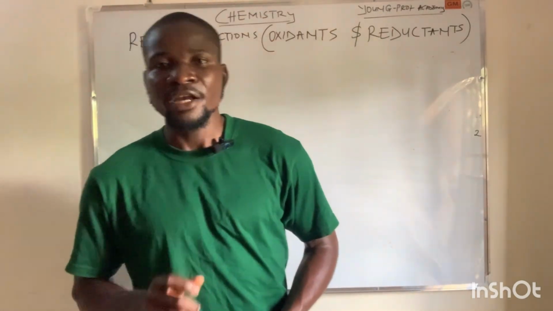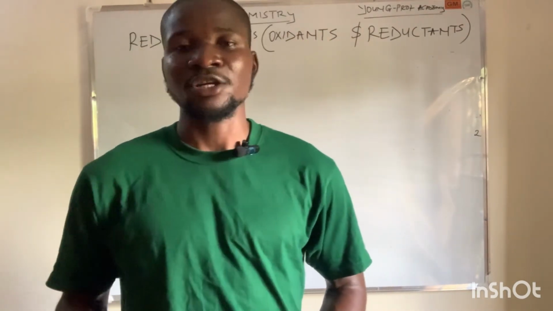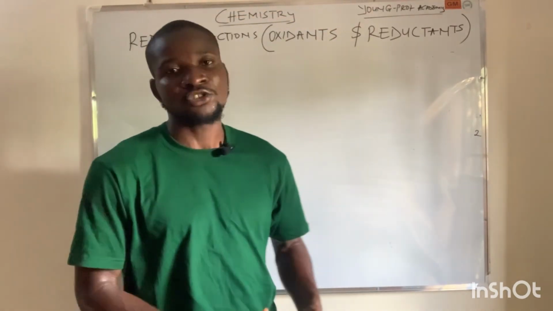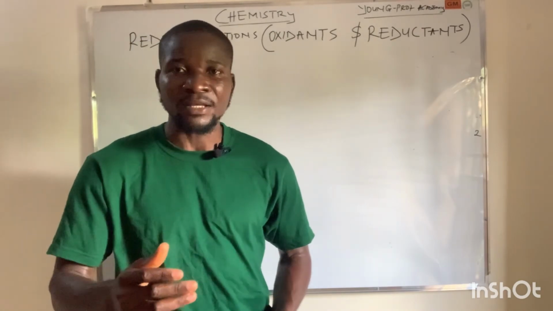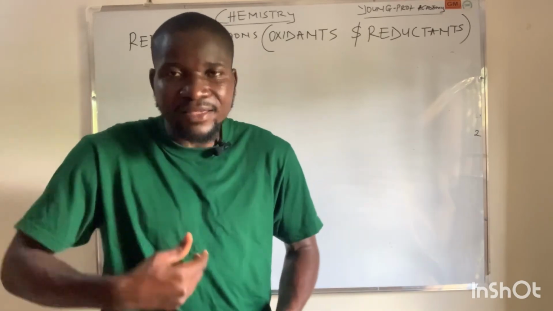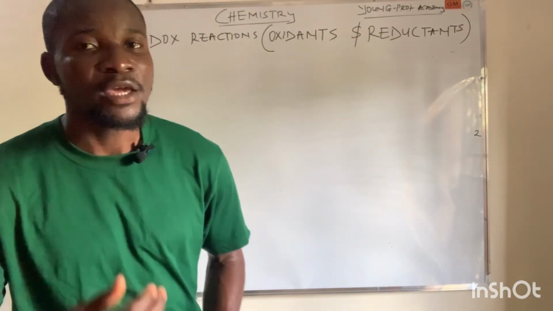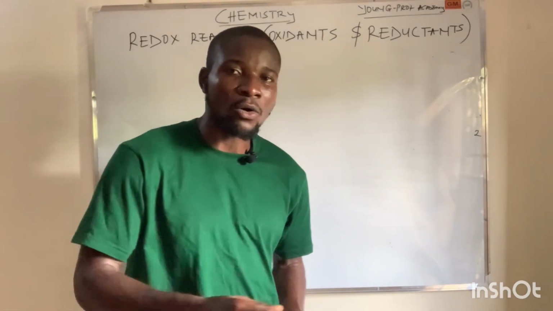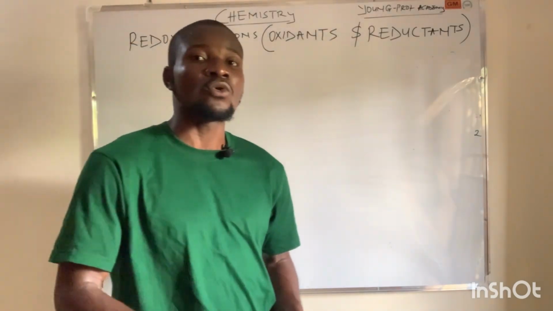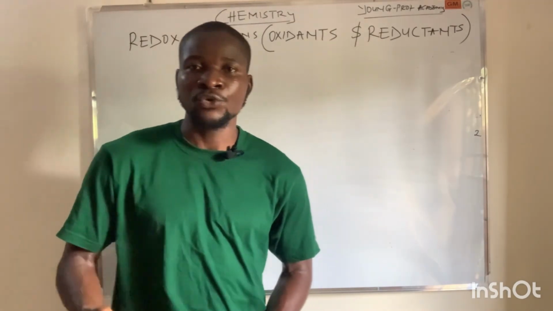Now, I want you to understand something. In a redox reaction, that means any reaction with two species where one is transferring electrons and one is accepting electrons, any of the elements or radicals that tends to undergo oxidation is itself a reducing agent, while any of the elements, compounds or radicals that tends to undergo reduction is itself an oxidizing agent.